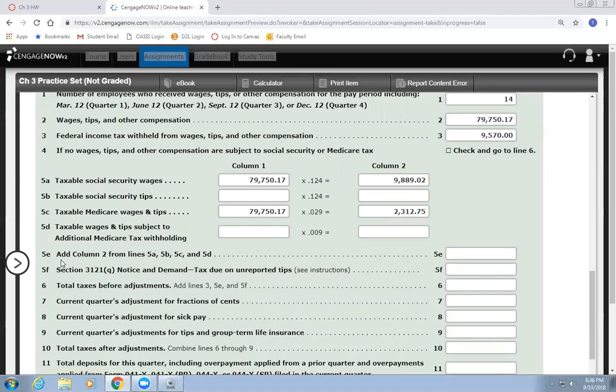5E tells us what to do. It says add column 2 from lines 5A, 5B, 5C, and 5D. I just have two of them there, so I would just add up those two, 5A and 5C, on column 2. And you should get $12,201.77.